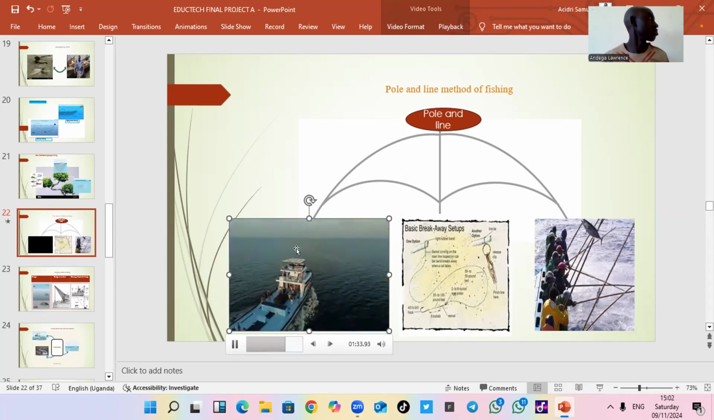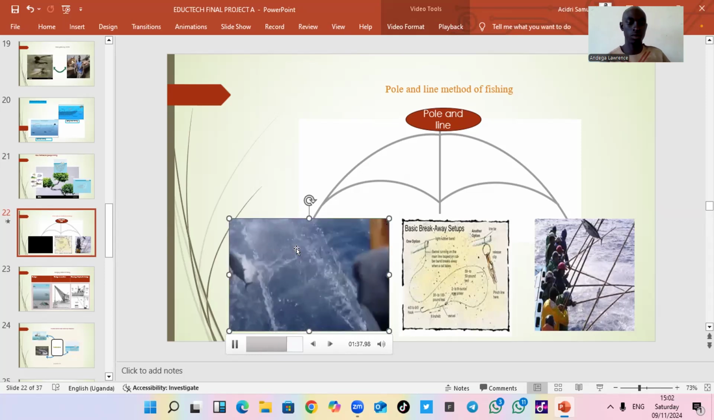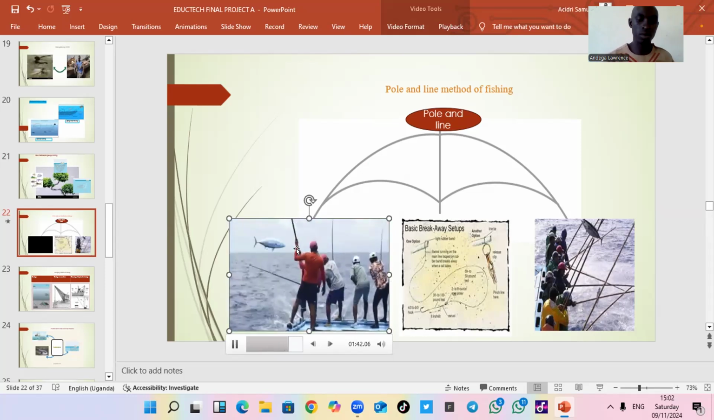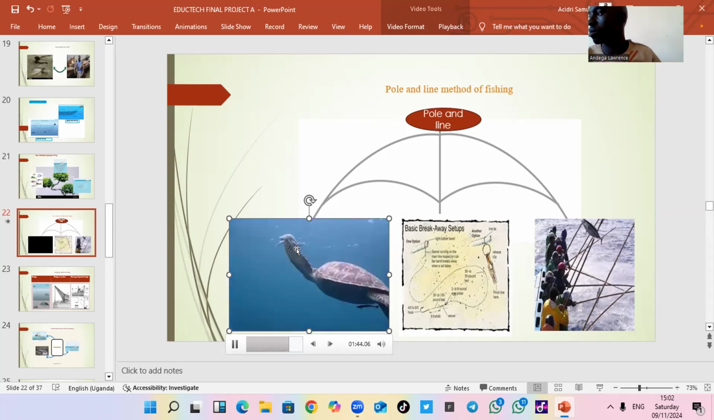Pole and line fishing is a very environmentally friendly and highly selective catching method. This technique guarantees that bycatch and damage to nature are close to zero and that other ocean species like dolphins, turtles, and sharks remain unharmed.